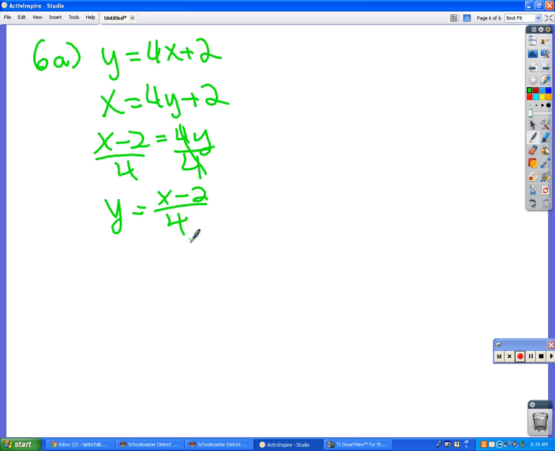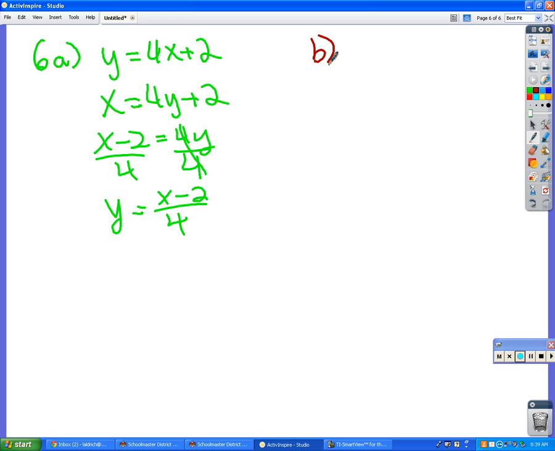And in a simple one like that, as you pointed out when we very first did this, you can see why that's the inverse. Instead of adding 2 like we did in the original problem, we're subtracting 2. Instead of multiplying by 4, we are dividing by 4. So we did everything backwards.